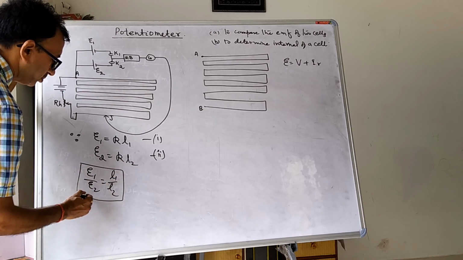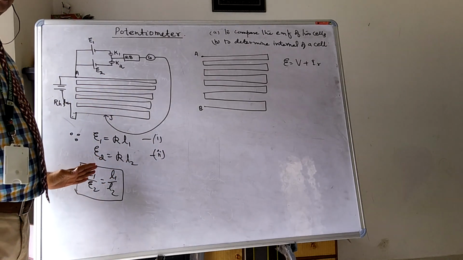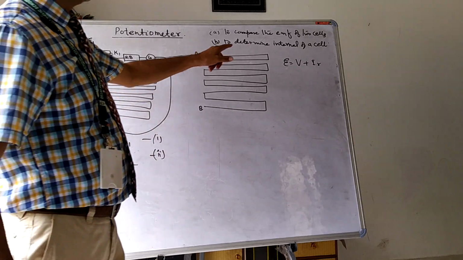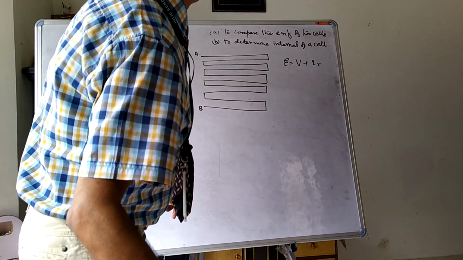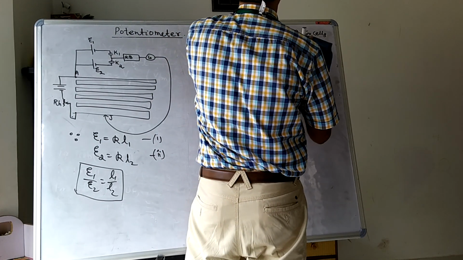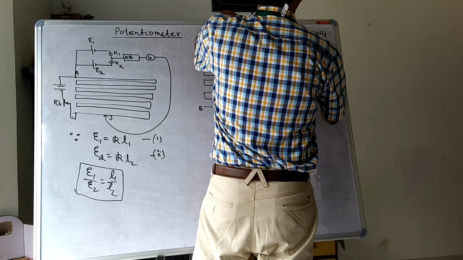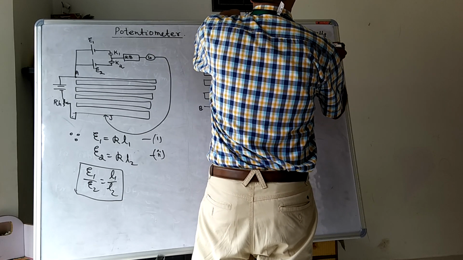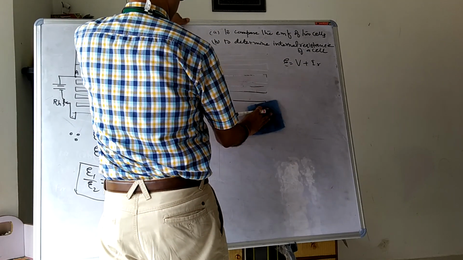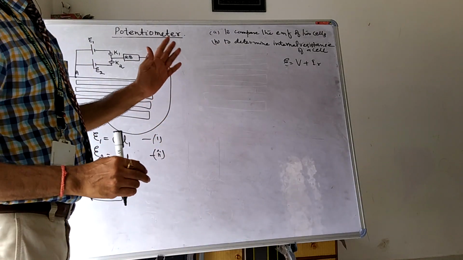So by this method, we can find out the ratio of the EMFs, or we can compare the EMF of the two cells. Now how to determine the internal resistance of the cell? Now let us see how to connect. These are all the experiments that we are supposed to do in the lab.